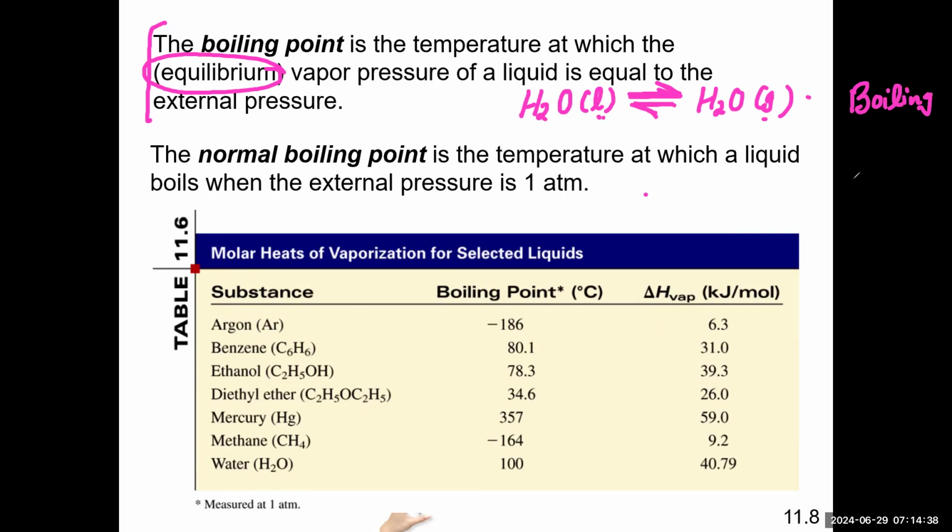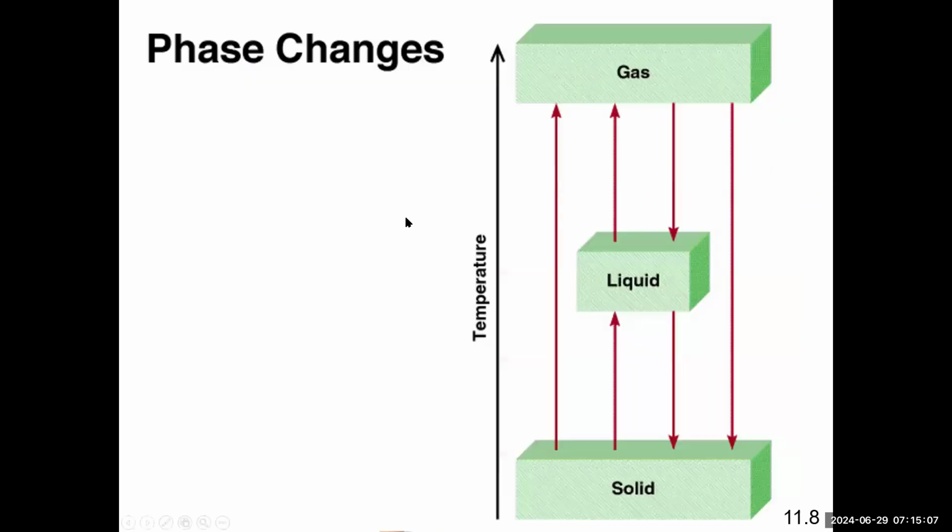Then what can be melting? Melting: H2O solid in equilibrium with H2O liquid. This is melting. So boiling and melting, the phase changes, are equilibrium processes. We are going to learn about equilibrium in unit 7. I think you are already aware of these phase changes.